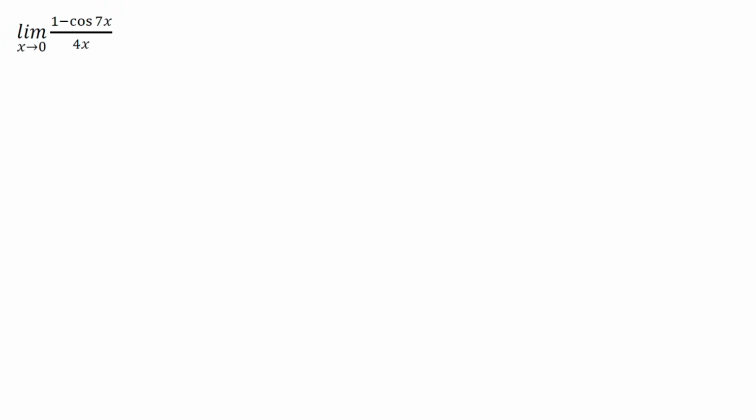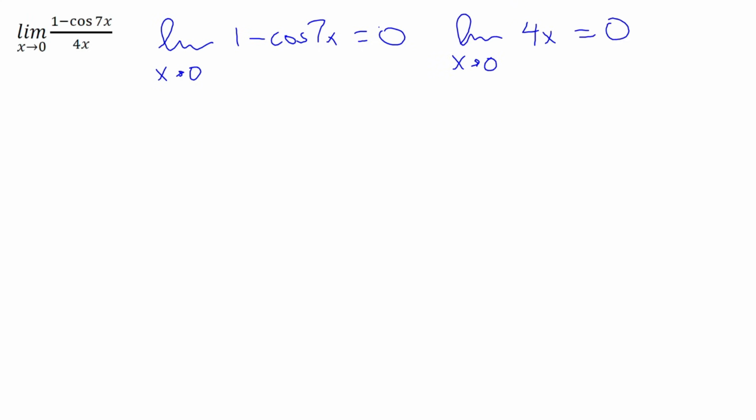Here's another one that we have a couple of options for. And this is 1 minus cosine 7x over 4x. So I'm going to show this one two different ways. We might note that the limit as x approaches 0 of 1 minus cosine 7x is equal to 0, right? Because it's 1 minus the cosine of 0. And also that the limit as x approaches 0 of 4x would be equal to 0.